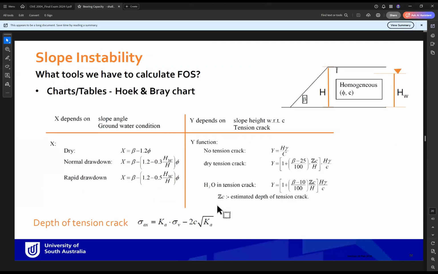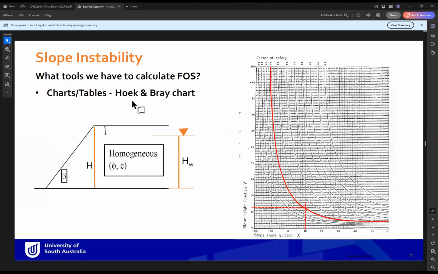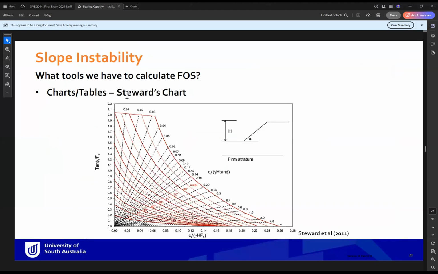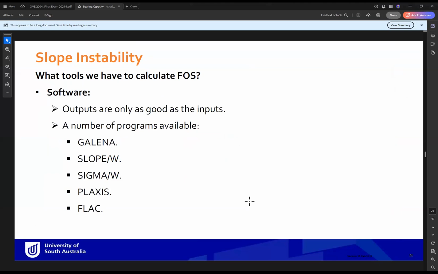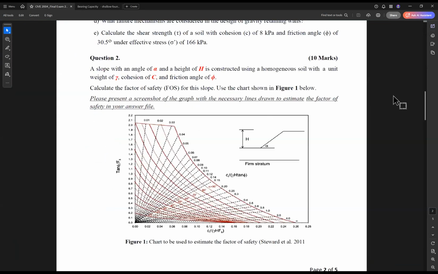The one already in the test 2024, or this time. Both of them are for slope, but with different charts. One can be using the Hoek and Bray chart, and the other one can be using the Stewart chart. Both of them are in the same PowerPoint, week 7, lecture 5. So if you go back to the PowerPoint, just note this one. This is for the test.